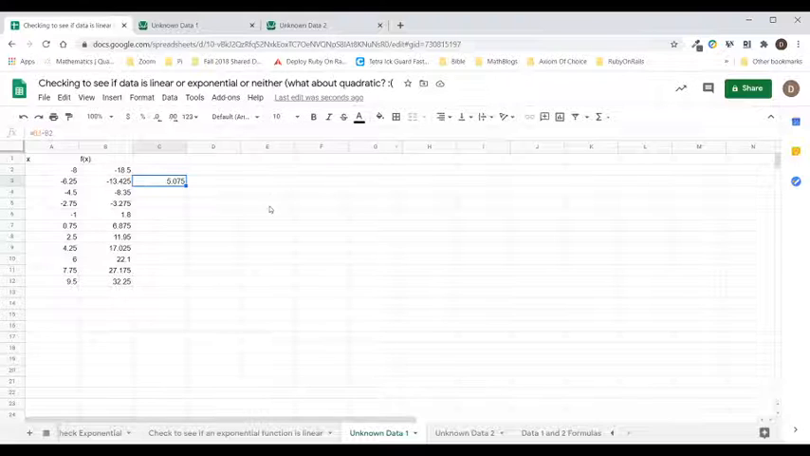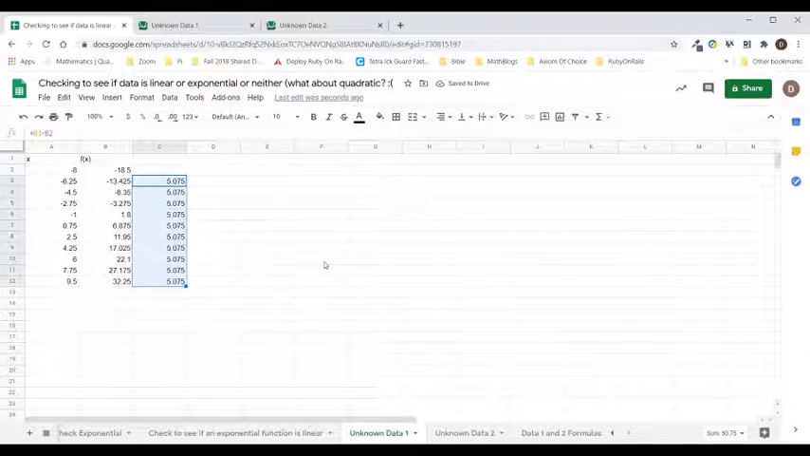I take my arrow and I go over to the little blue dot until it turns like a cross, and I bring it down. Come on, we can do this. Yay. And I go like this. And you can see that all the differences are constant. So yay, this is linear.